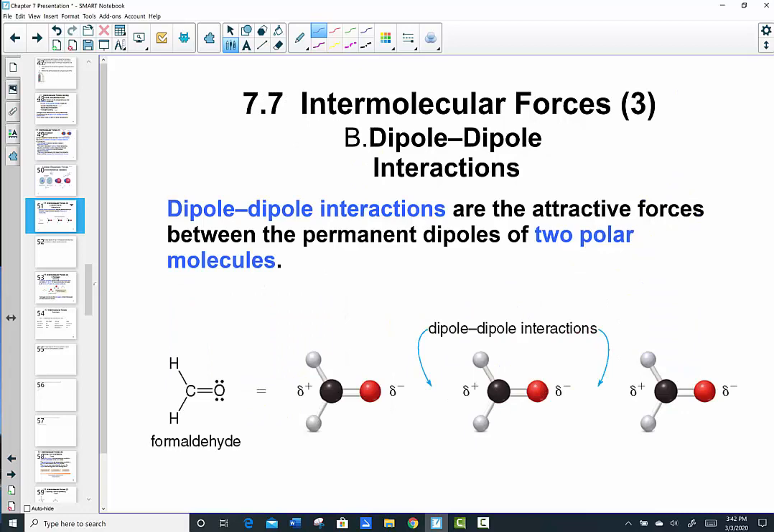Let's look at a second category of intermolecular attraction known as the dipole-dipole interaction. Dipole. Remember back from our chapter 4 how we defined the term polarity as just an unequal distribution of charge.